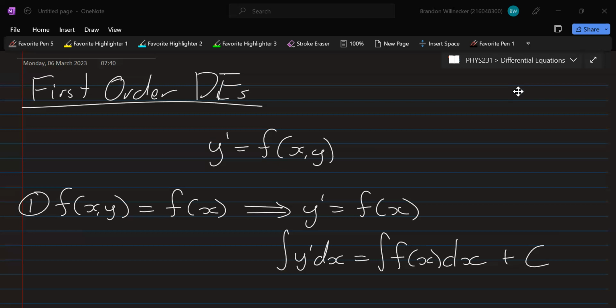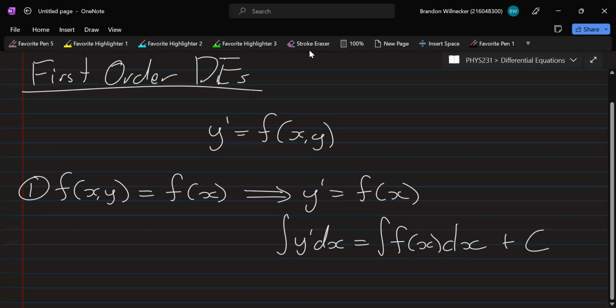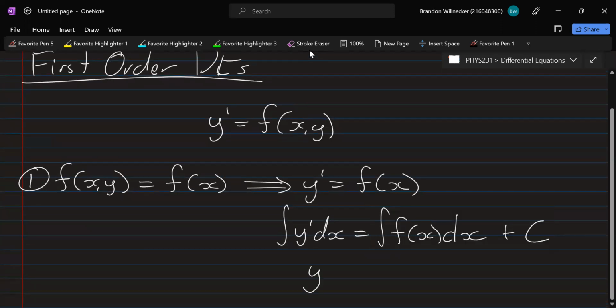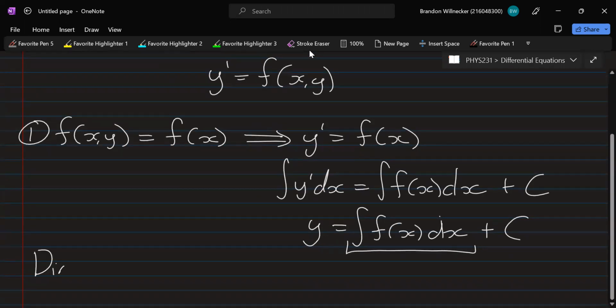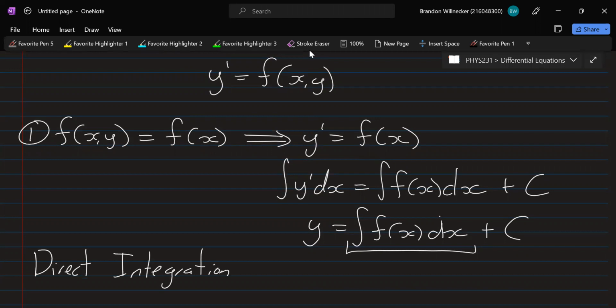When we look at second order differential equations, we're going to be doing effectively two integrations, and so we're going to have two constants. And we'll talk more about what those constants mean later on. So if we integrate the derivative, we just get the function back. So we have y is equal to the integral f of x dx plus c. That is our general solution in this case. And we call this method direct integration because we are directly integrating. So that is the simplest method of solving the differential equation.